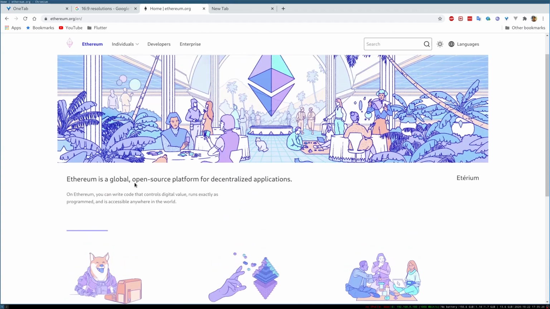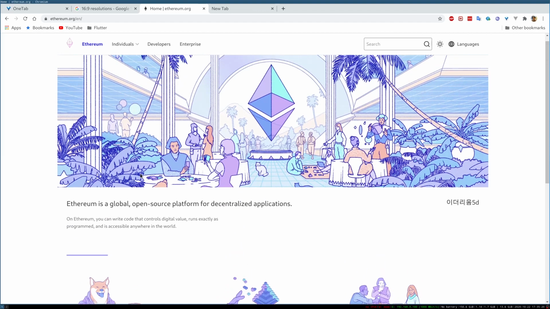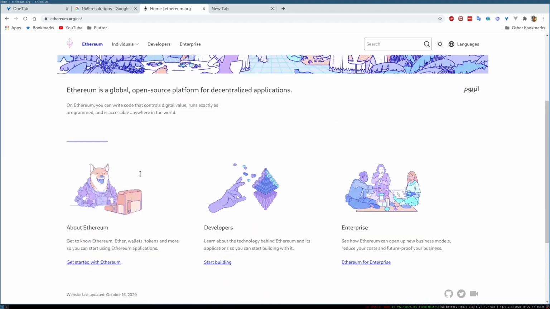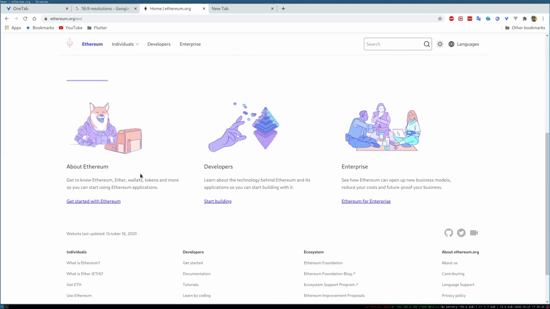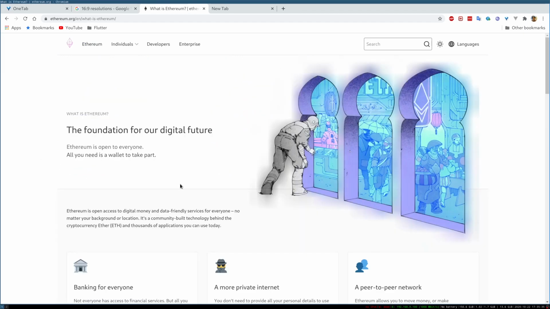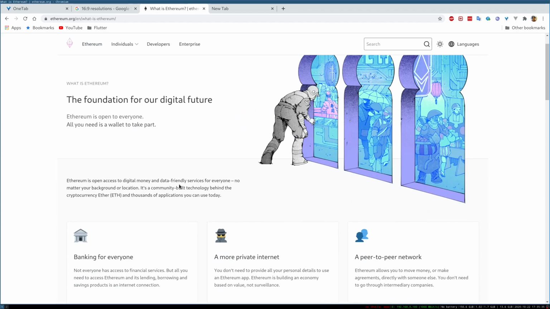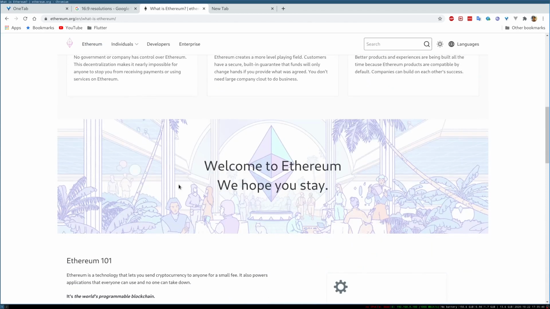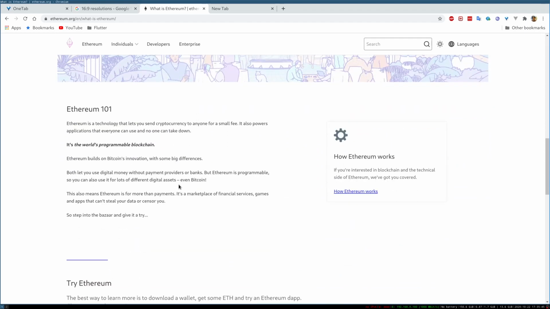But fortunately, this is not super easy for us to comprehend in one go, right? I guess the easiest way is this one: Get started with Ethereum. But there's a lot of buzzwords that may work out for you.